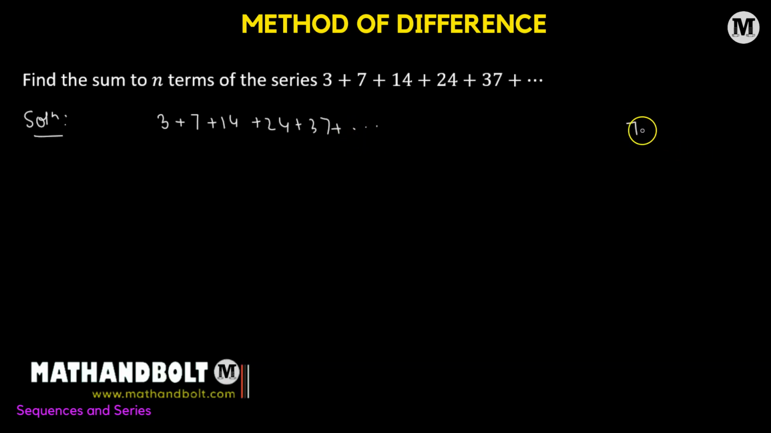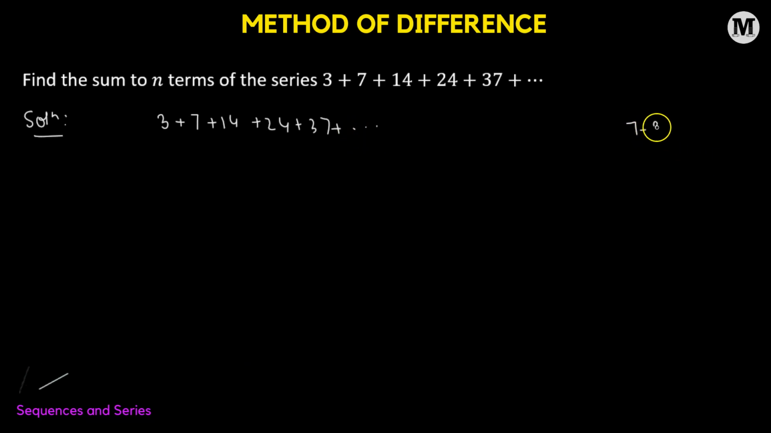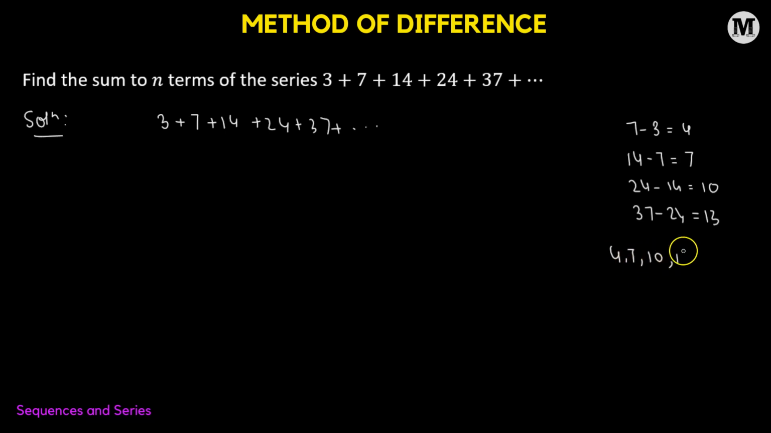However, if we take the second term 7 and from it subtract the first term, that is 3, that's going to give us 4. Next we take the third term and subtract the second term, that's going to give us 7. Then we take the fourth term and subtract the third term, that's going to give us 10. Then we have the fifth term and subtract the fourth term, that's going to give us 13. Now clearly we observe that 4, 7, 10, 13 are terms in arithmetic progression. Which means we'll use this method, known as the method of difference.